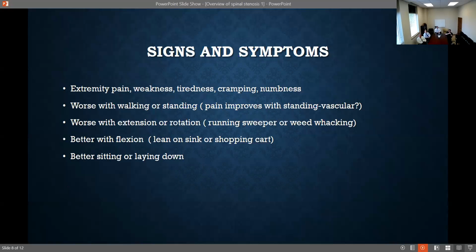They'll say if I'm cooking in the kitchen and I sit down, or I sit in the recliner, or if I'm at the store and I lean on the cart, I can go all day. And as I said before, they have to unload their spine. Just stopping activity won't do it. Next.